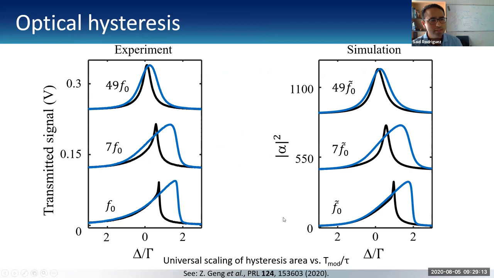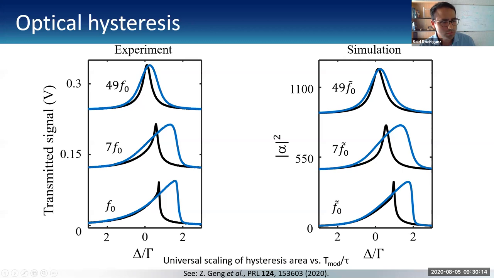Okay. Now with this modification, we perform simulations using this model that I just showed you, and we reproduce all the behavior observed in experiments at the various speeds. We see how the hysteresis area changes, and these are just three examples of different speeds. In this paper, which we published a few months ago, we show that the hysteresis area, which is basically the difference between the blue and the black curve, follows a universal scaling law as a function of the scanning speed, or if you like, the modulation period relative to tau. And this scaling law is universal in the sense that it doesn't depend on the system parameters like the laser amplitude, the frequency, the detuning, the loss rate, the nonlinearity. All of that is irrelevant. There is a single power law with an exponent of -1 that describes the decay of the hysteresis area at high speeds. So that's what we showed in this paper.